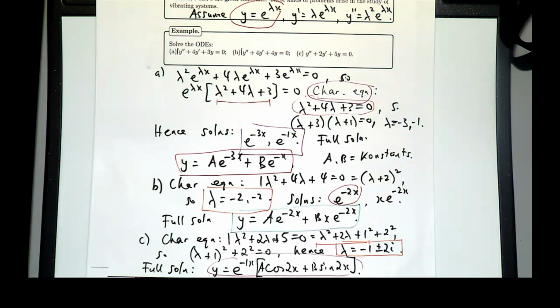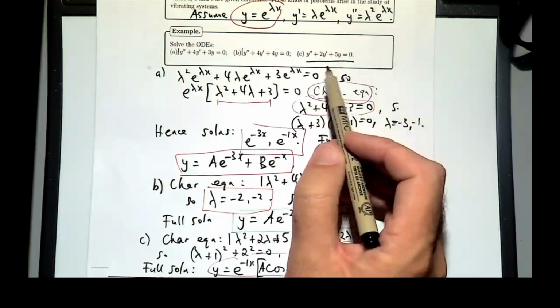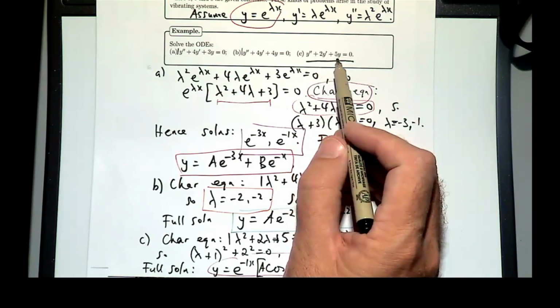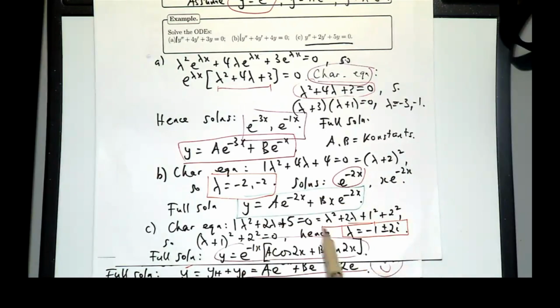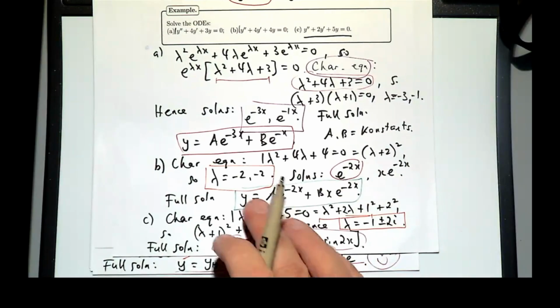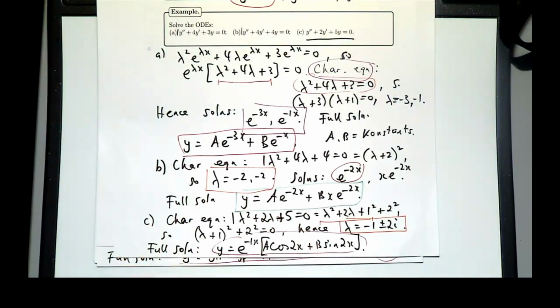And then thirdly, for this one, lambda squared plus 2 lambda plus 5, here I've just completed the square, and in that case, you get two complex roots. Yes, question?